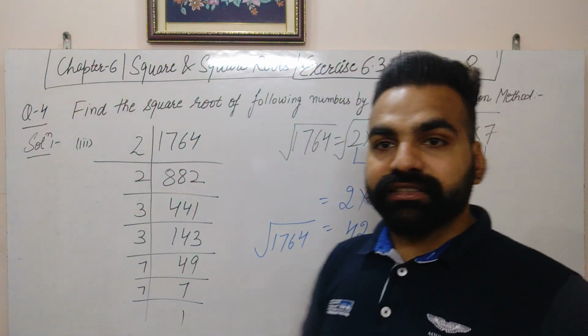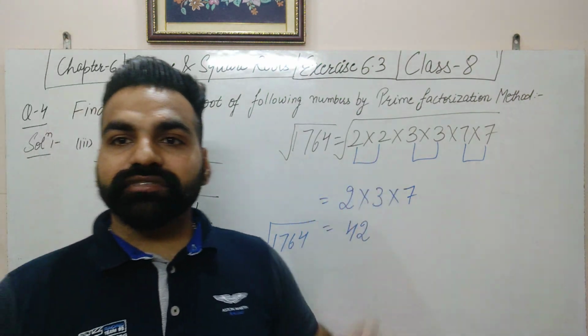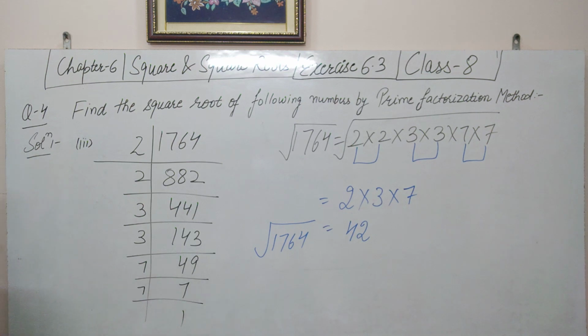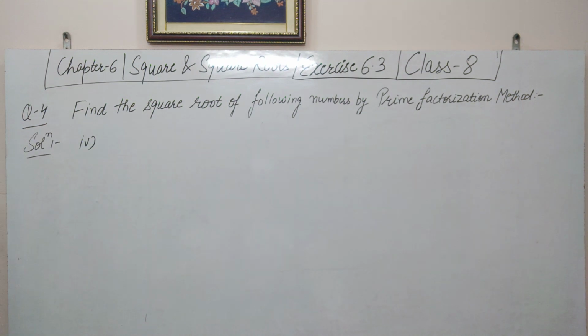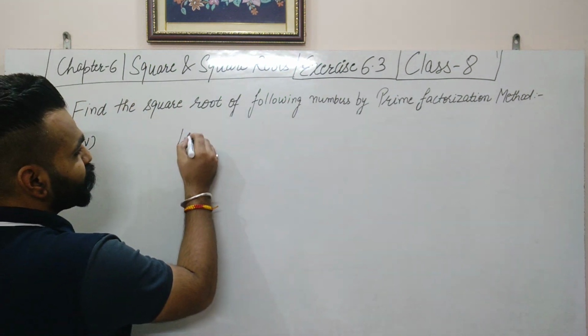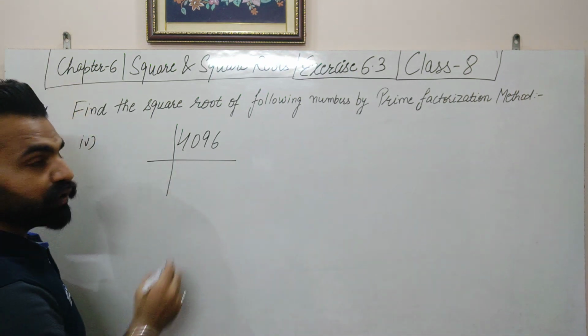So these are the first 3 parts. Now I will do 2 more parts of this question, and the rest 5 parts will be the homework for you all. So the next part we will do is 8100. Before that, let us see part number 4, which is 4096. So we will find the prime factorization of 4096.